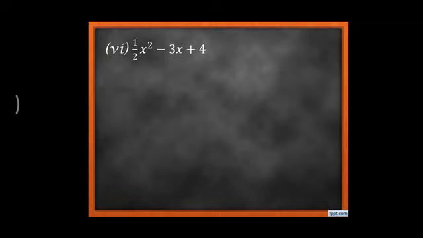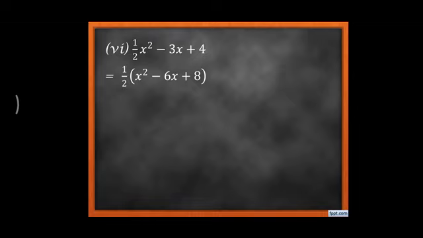Now the next example that we are taking is the sixth example, since it has a fraction. You know you are scared of fractions. So half x square minus 3x plus 4. Now first what will we do? We will take out half outside the bracket. Now since we are taking half outside, inside the bracket we will multiply everything by 2. So 2 into half is 1. So we have x square. Now 3 into 2 is 6x. If we take out half as common, here it will be minus 6 and here it will be 8.